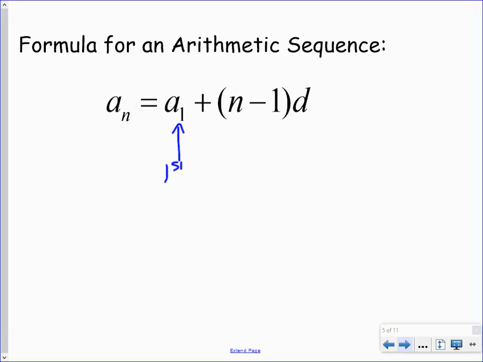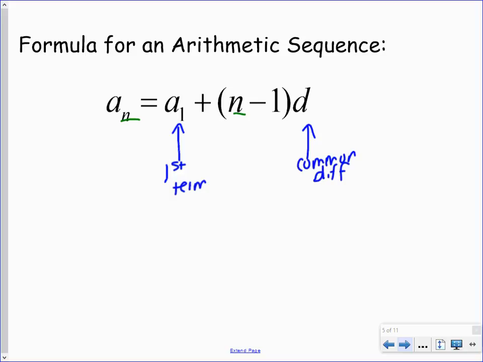One of them is a sub 1, which of course is the first term, right? So we'd really like to know the first term of the sequence. The other is d, which we just identified as our common difference. So again, the common difference is going to be very important.